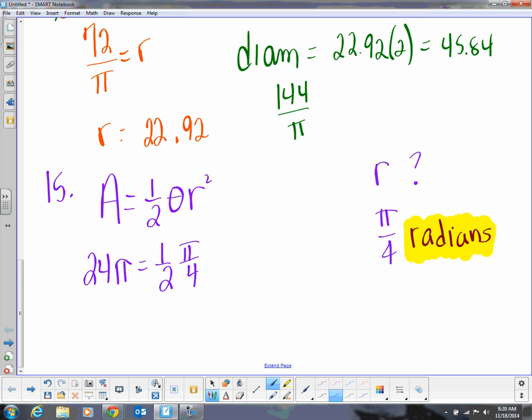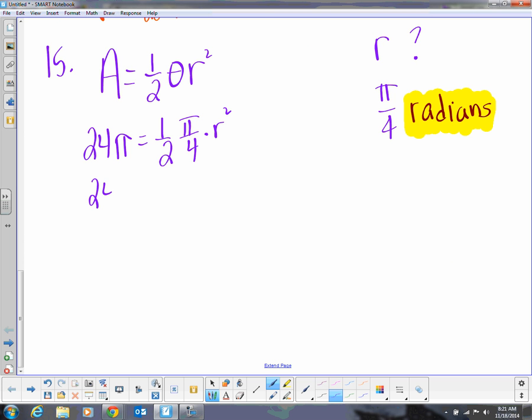So now we got 24 pi is equal to pi over 8 r squared. So I think I'm going to ask Wendy, how are we going to disconnect this since that's a fraction? Don't you divide, oh, no, you times it by 8 over pi.